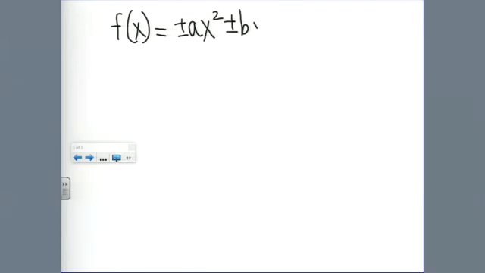And you use this formula if your quadratic equation is in this usual standard form. And the formula is x is equal to negative b all over 2 times a. You identify a and b the same way you would if you were using the quadratic formula.